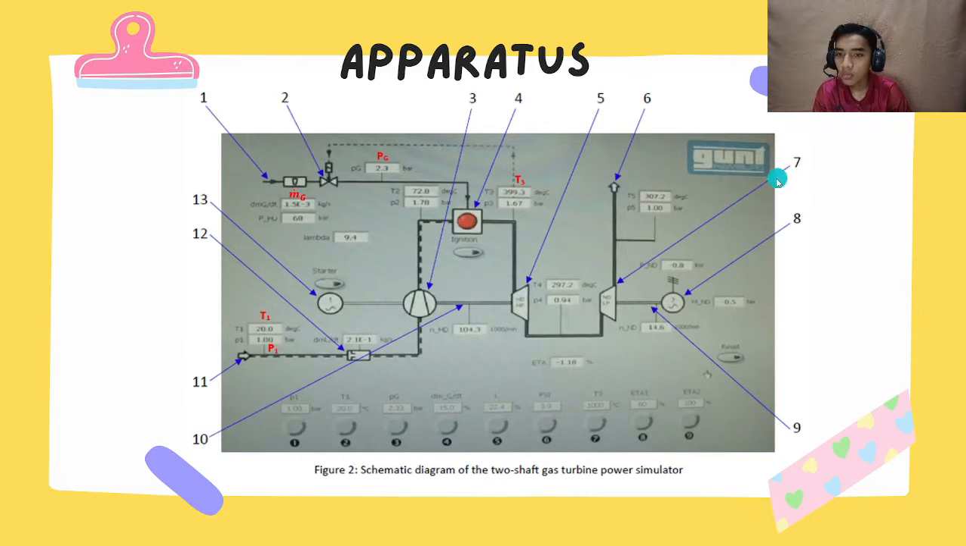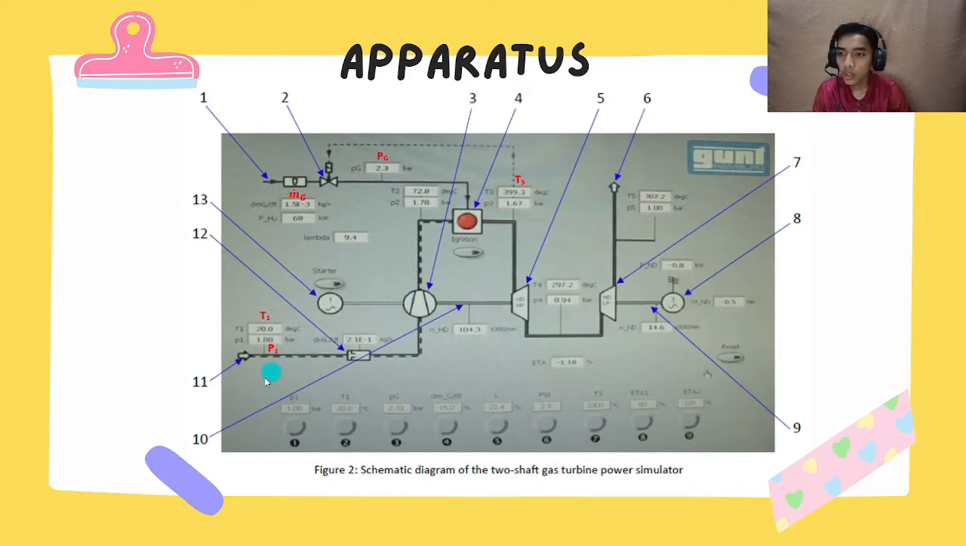7 is the low pressure turbine. 8 is the generator. 9 is the second shaft, the power shaft. 10 is the first shaft, which is the drive shaft. The 11 is the inlet air port. 12 is the inlet air flow meter. And 13 is the starter motor. So now we will go to the procedure.